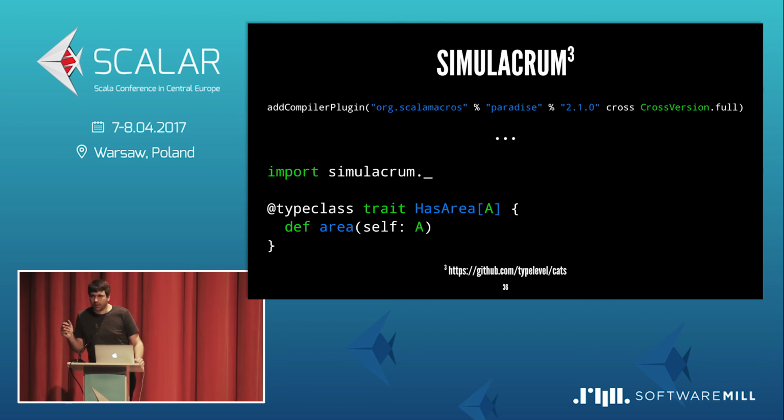So let's take a look at how Simulacrum simplifies a lot of this. Simulacrum is a great library that uses macros to simplify how you would end up writing type classes in Scala. It requires macro paradise, and the way you use it is something like this. You just import Simulacrum, and any trait that you know is going to be a type class, you just annotate with @typeclass, and it's going to do a few things for you.